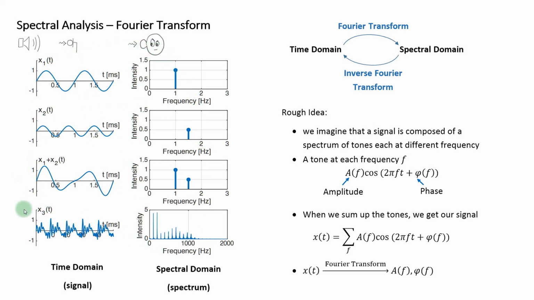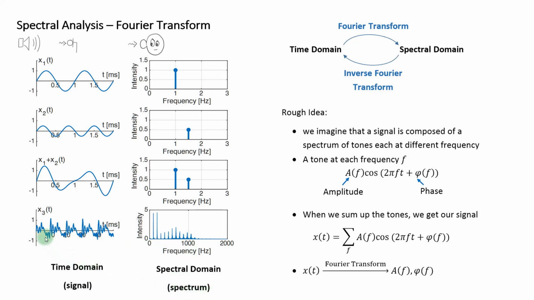When we work with these time courses of the signals, we say that we are in the time domain. When we work with these plots of intensities at different frequencies, we say that we are in the spectral domain. In the time domain, we refer to these plots as signals, and in the spectral domain, we call these plots the spectra of the signals.